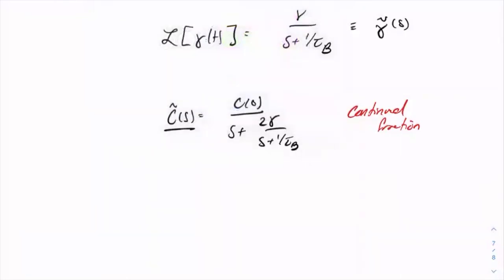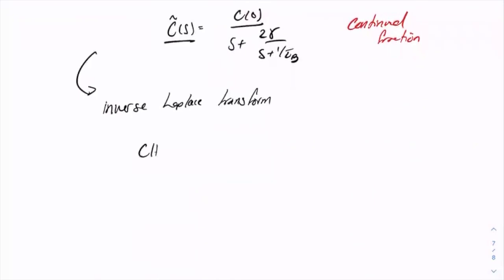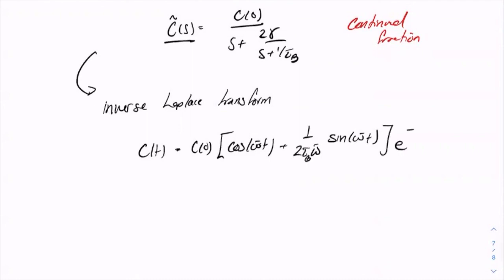That being said, this form can be inverse Laplace transformed, which yields C of t is equal to C of 0 times a cosine function plus a sine function with frequencies omega bar and scales 1 and twice tau b omega bar, with an envelope which is itself a decaying exponential, where this omega bar is 1 over 4 tau b squared.